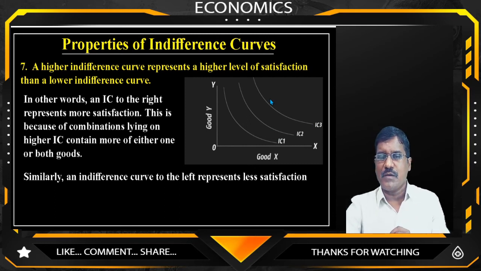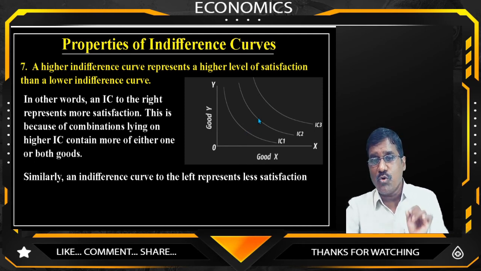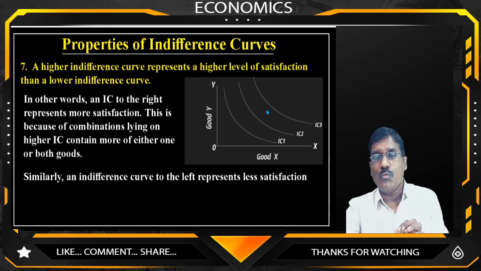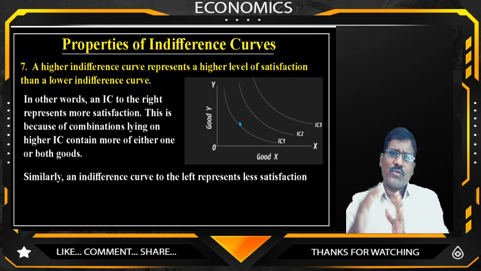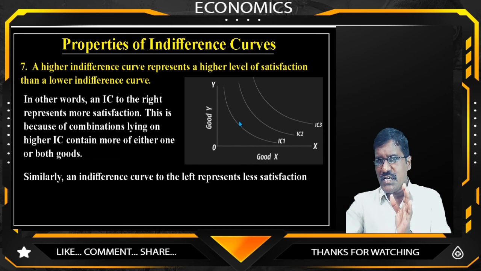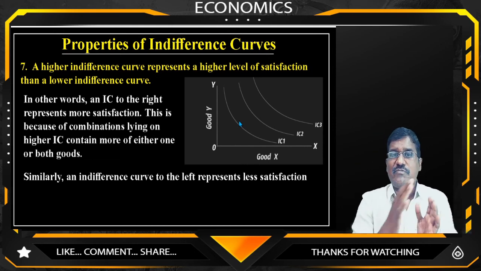Indifference map is the topic here. The IC2 curve gives more satisfaction than IC1. IC3 gives more satisfaction than IC1 and IC2. IC1 gives the least satisfaction, and IC3 gives maximum satisfaction. When the IC curves move from left to right, satisfaction increases. When the IC curve moves from right to left, satisfaction diminishes.